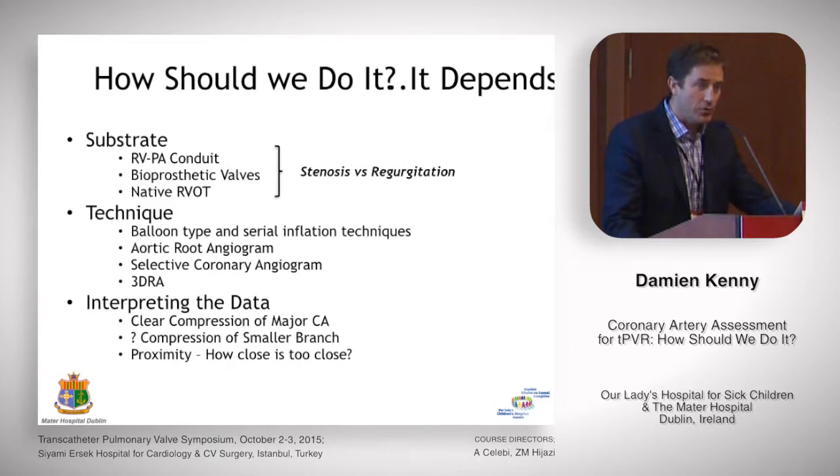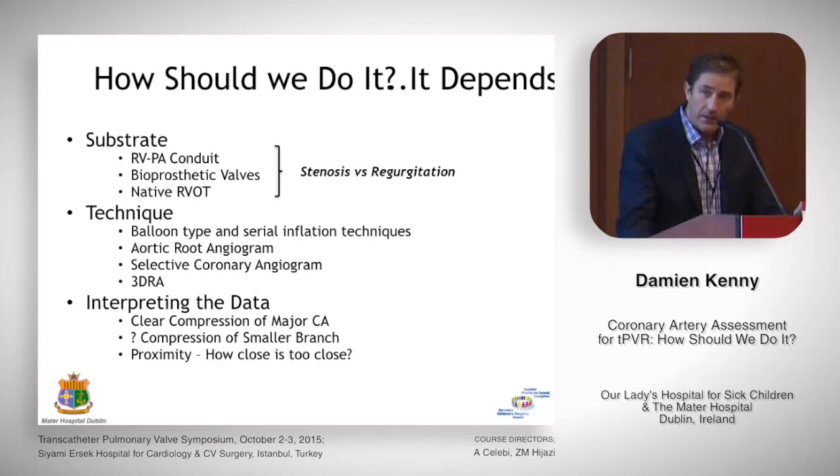So I've been given the task to talk to you about how should we do it, and I suppose it comes with a little bit of a caveat: it kind of depends. I'll constantly come back to three different things in relation to this talk. One is the substrate that we deal with, and I think that is important because there are different types of substrate. We have the RV to PA conduits that can be heavily calcified. We have the bioprosthetic valves, which some people feel a little bit more protected by, and then obviously the native outflow tracts that we've seen this morning with Ahmed so skillfully replacing valves with. As well as the substrate, whether stenosis or regurgitation is a predominant factor in each of those variables is important for us as well.